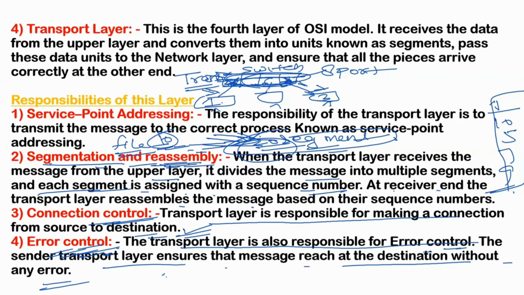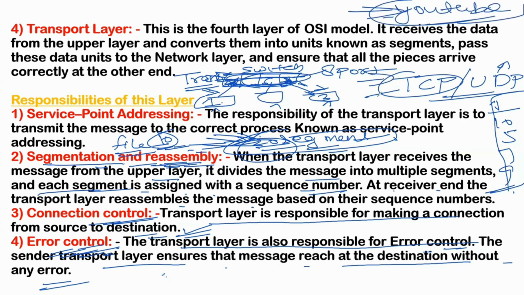In this transport layer, we have two protocols: TCP and UDP. If you have heard about these protocols, we have some applications related to TCP and some related to UDP. When we talk about TCP, you use the TCP protocol in the backend on the transport layer.